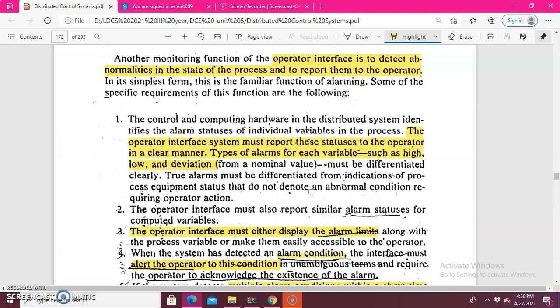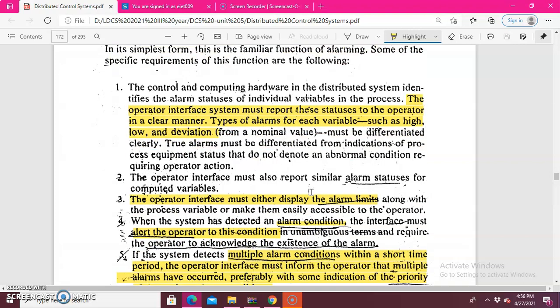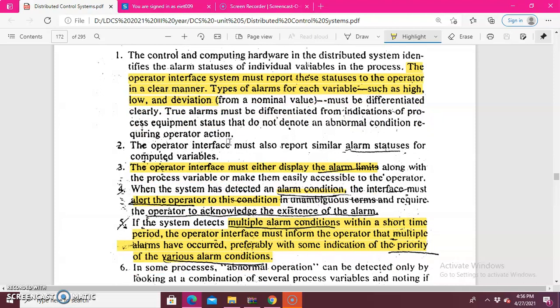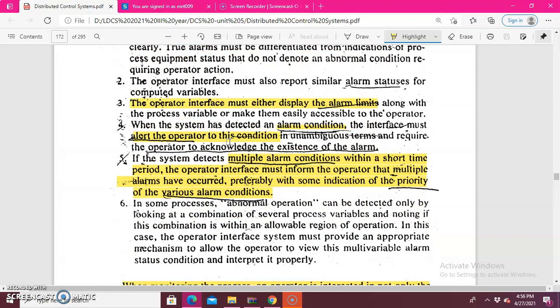Then only can they take the action. Some of the specific requirements are reporting. In the simplest form, the engineer is able to communicate that particular thing to the operator. The requirements are like control and computing, that is, they can report the status to the operator in the form of an alarm. The alarms are high, low and deviation. They fix it from the nominal value and it should be differentiated. Then the next one is alarm status, and the operator interface either displays the alarm limit, and not only that, they can acknowledge it.